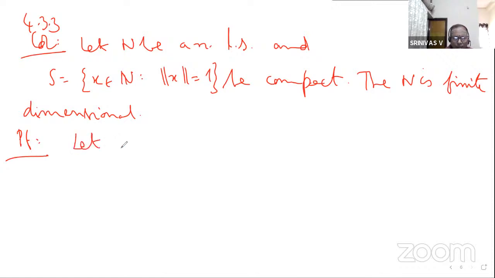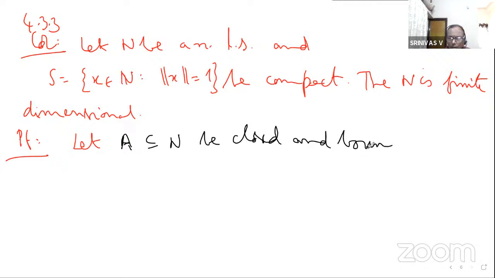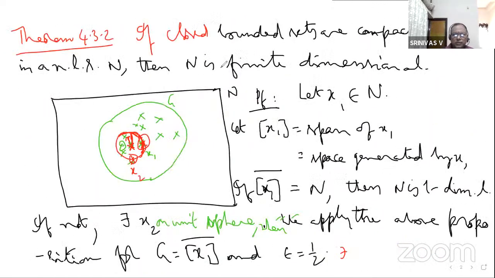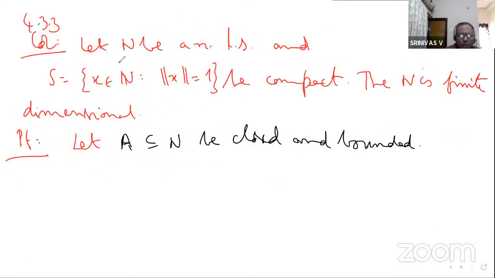Let A be a subset of n, closed and bounded. We want to apply this theorem. So we are given a normed linear space, and in that we take an arbitrary closed and bounded set. We try to show that it is compact. Then n becomes finite dimensional. So that's what we are trying for.